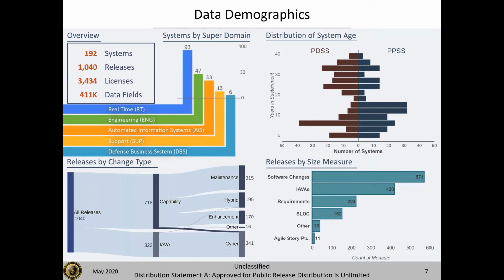Not a lot of agile data in this data set. We're starting to see a little bit more in the more recent data, but we're not switching over as quickly as it's taking a while to do the switch over, I guess I should say.